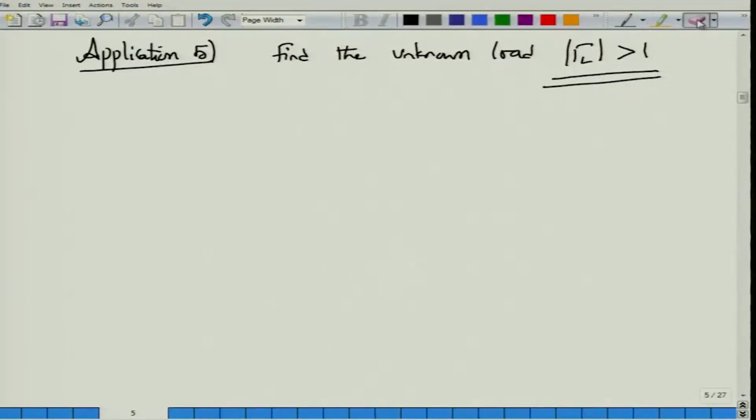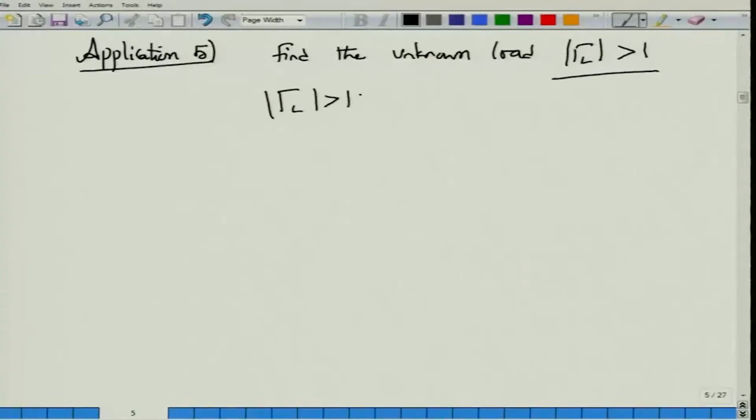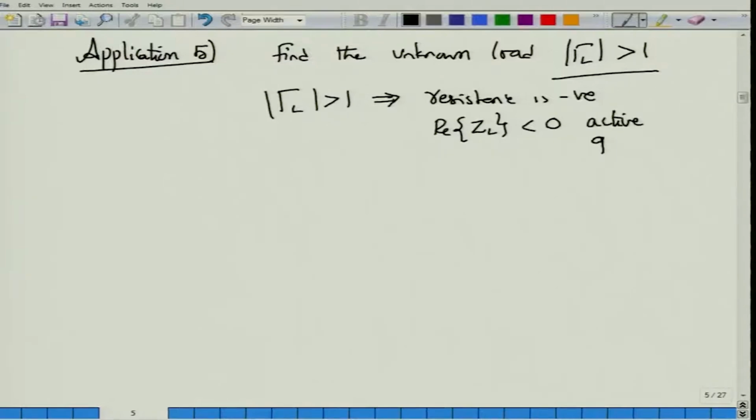Well, in the last few modules I have been telling you that the magnitude of gamma L can never exceed 1 except under one circumstance. What is the circumstance? Magnitude of gamma L greater than 1 immediately implies that the resistance is negative. The real part of the load that you are considering will become less than 0, and this is actually the case for active or gain devices, which we have talked about.